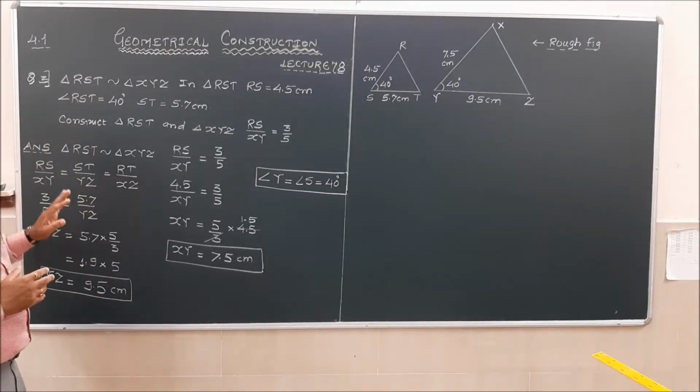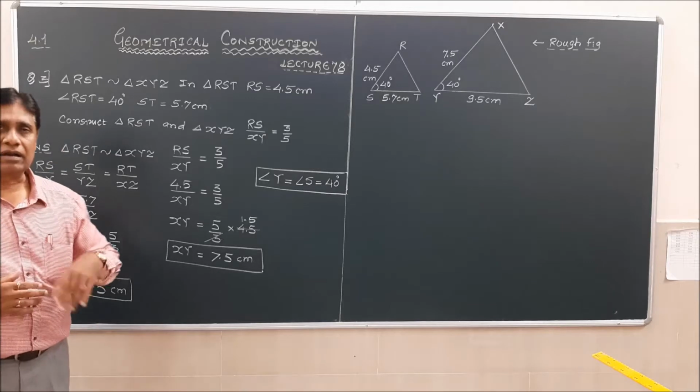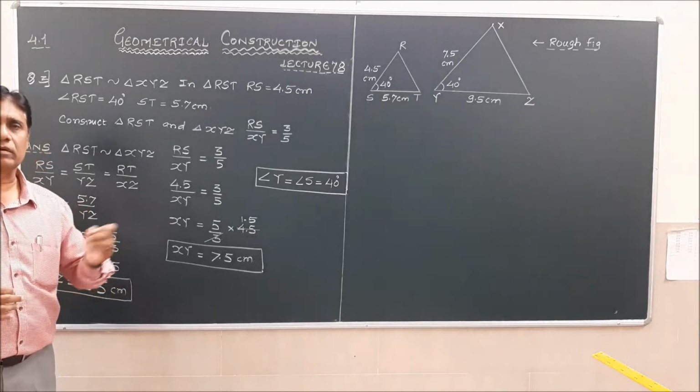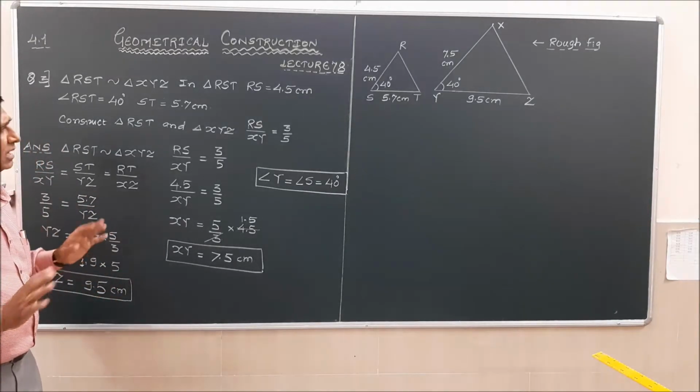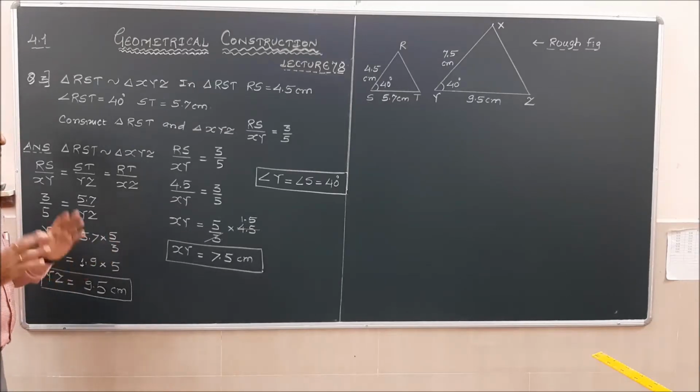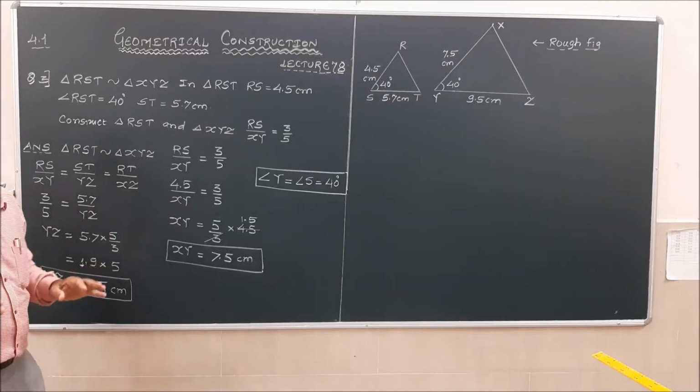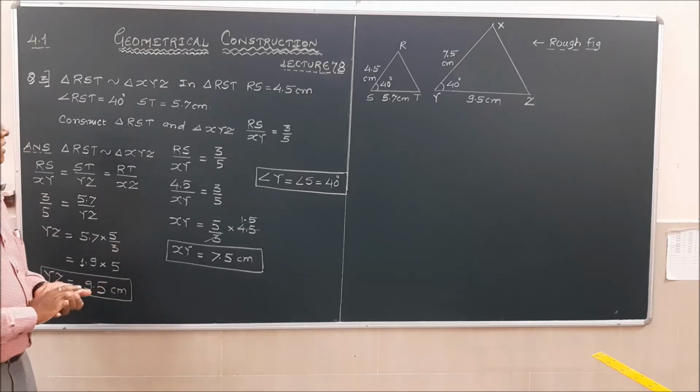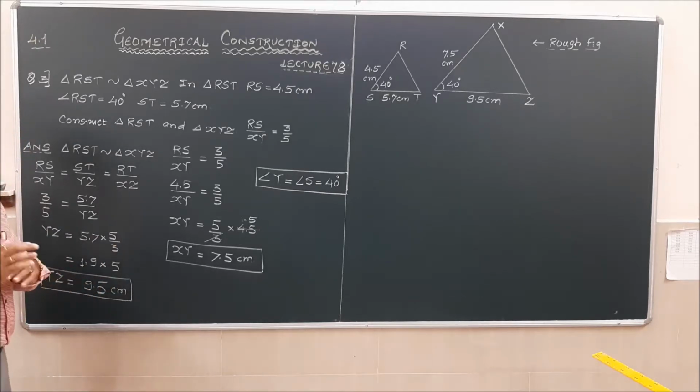These two sums, 3 and 4, are also the same as question number 1 and 2. There is no difference in these sums. Same type of sums, and the weightage is the same, 4 marks each.